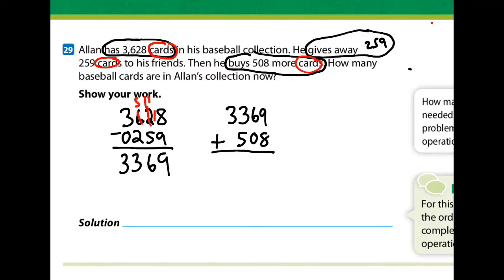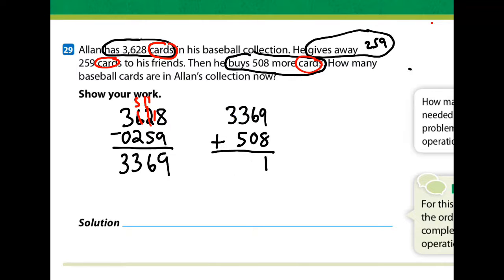So let's get started. 9 minus 8 is 1. 6 minus 0 is 6. 3 minus 5 I can't do. Borrow. 13 minus 5 is 8. And 2 minus 0 is 2. So the final answer, how many cards are in his collection now? Wait, did I just subtract? Oh my goodness. I don't know what I was thinking.